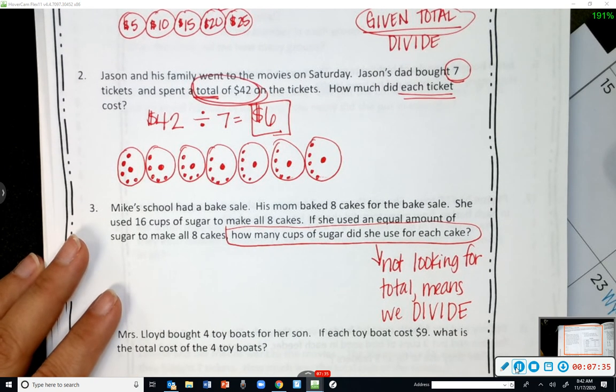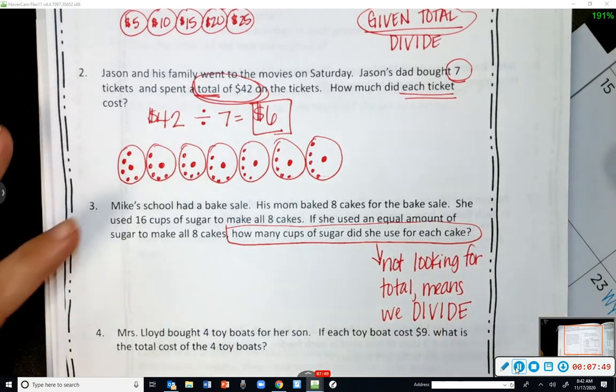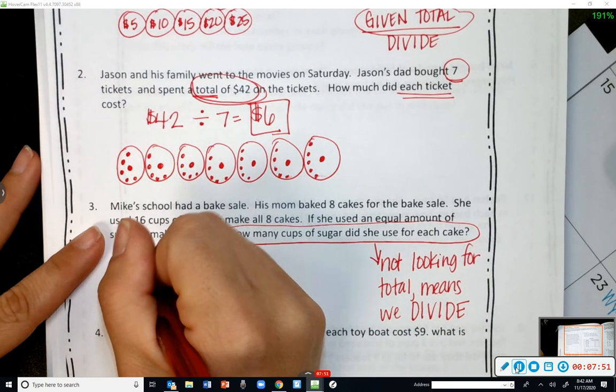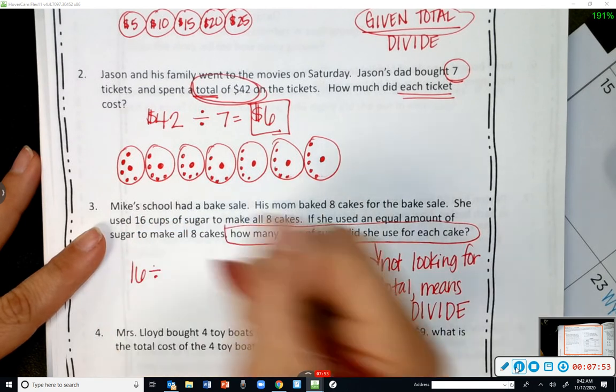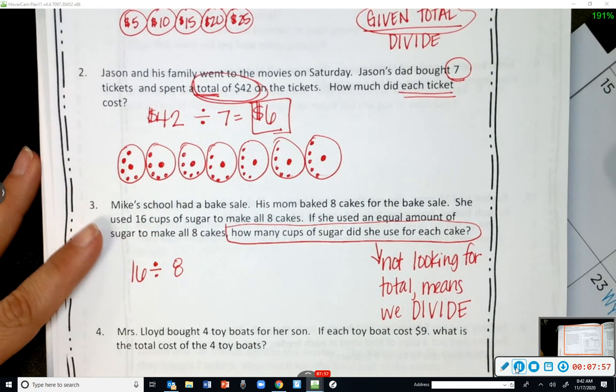So now I go back up to the rest of the word problem. What do I need to divide? You need to divide 16 divided by 8. Good. Is 16 cups of sugar the total? Yes. She used 16 cups of sugar in all for 8 cakes. We want to know how much she used for 1 cake.